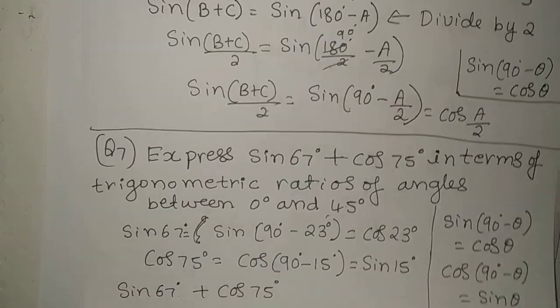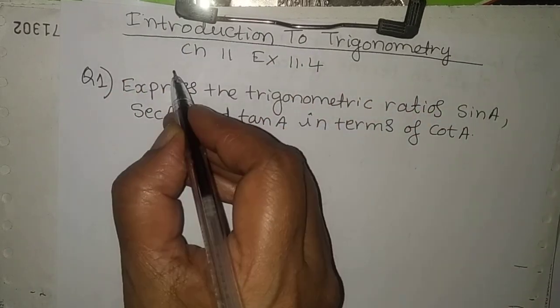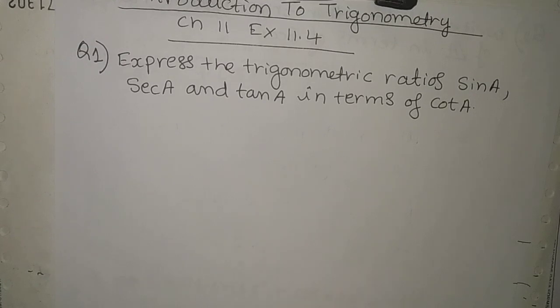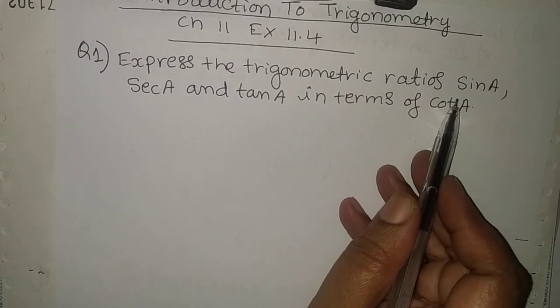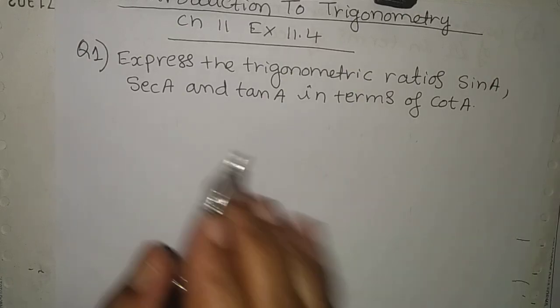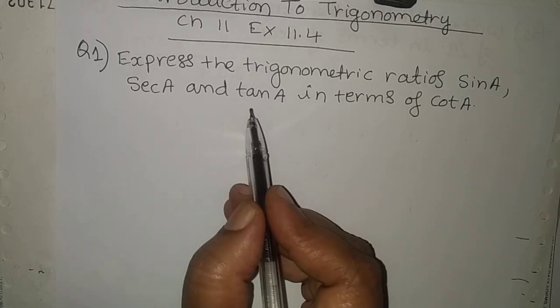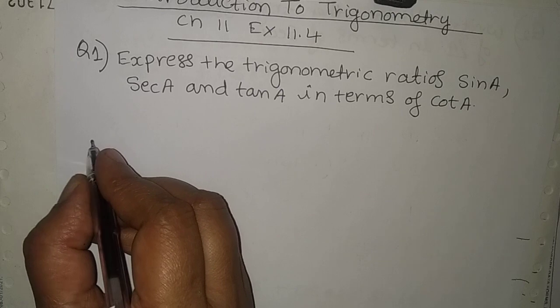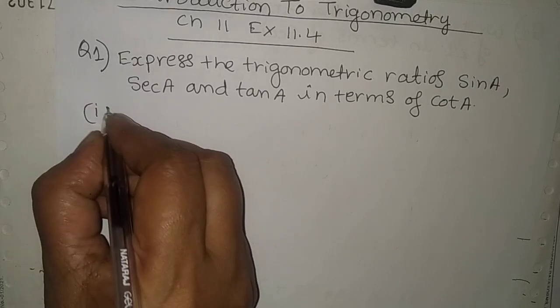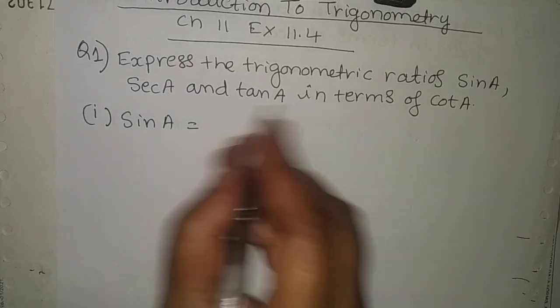So we'll start the new exercise, that is 11.4. The first question is, express the trigonometric ratios sin A, secant A, tan A in terms of cot A. So expressing all, that is sin, secant, tan, in terms of cot. First one we will take sin A, and express it in terms of cot.